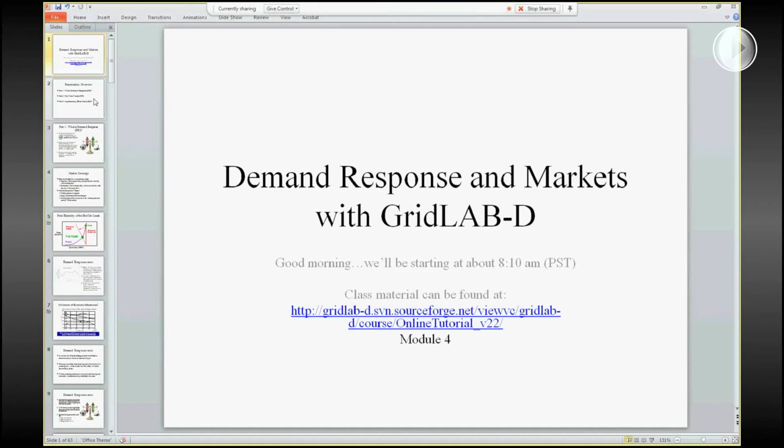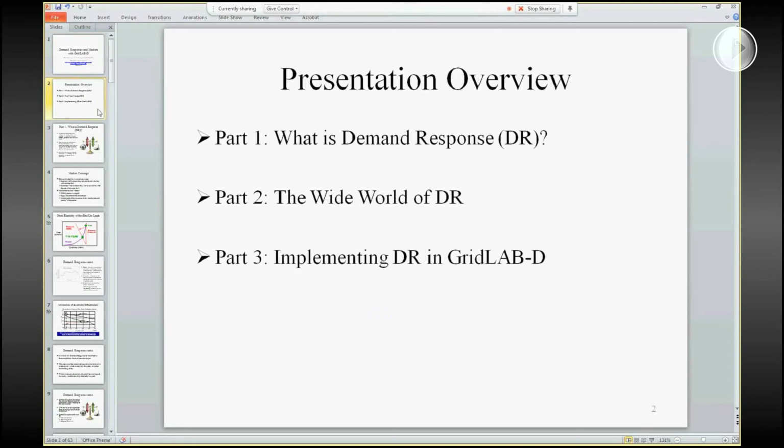What we're going to cover today. Basically, we're going to talk a little bit about what is demand response and the wide world of DR, and specifically the approach that we are taking in GridLAB-D and how we're trying to represent those types of responses and actions within the GridLAB-D environment. And then, of course, we'll go over the actual implementation of how we perform different types of demand response in GridLAB-D.